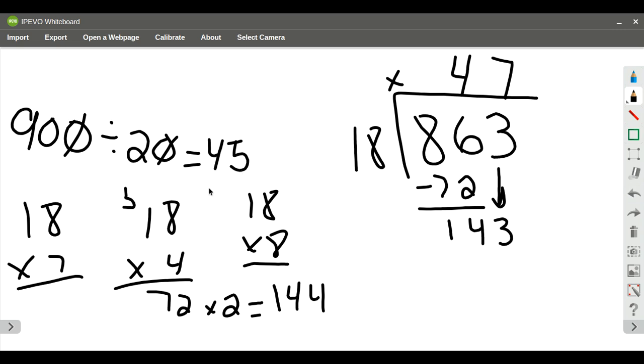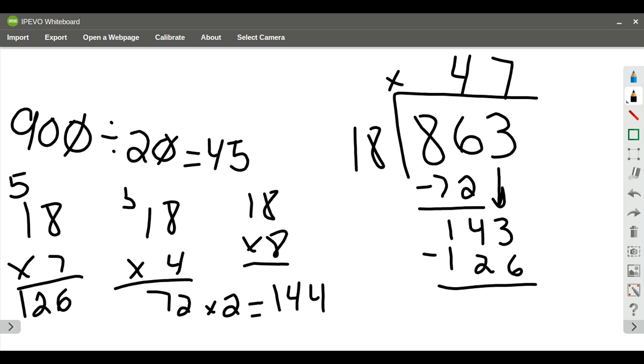I looked at my estimation to find my first value, and then I recognized, hey, if I just double 72, that's going to get me near 143, but it was too big. So then I just said, well, I'm just going to go from 18 times 8 to 18 times 7. So 7 times 8 is going to be 56. I'm going to put down the 6. I'm going to regroup the 5. 7 times 1 is going to be 7, plus 5 is going to be 12. So my answer here, my multiplication, 18 times 7 is going to be 126.